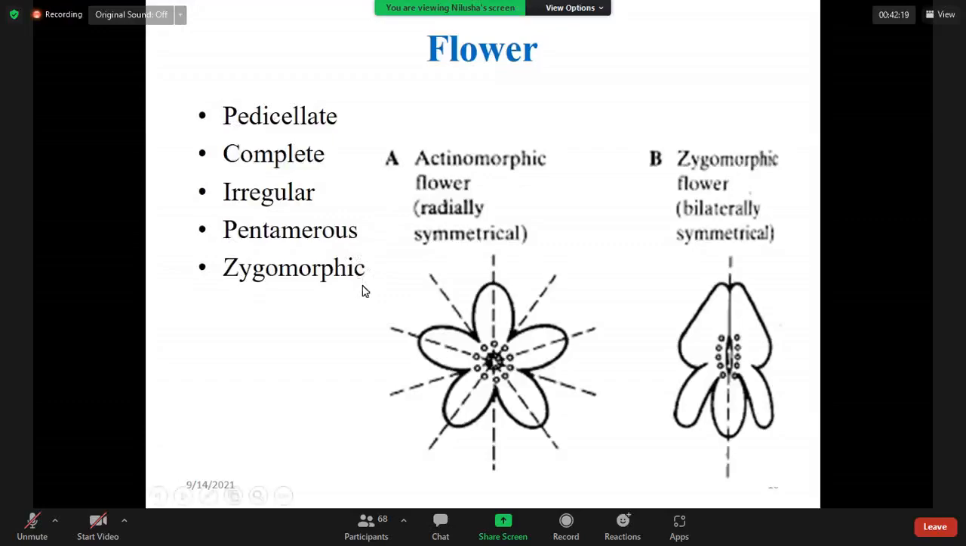Next one is zygomorphic. You can see this picture. Zygomorphic means that this flower has bilateral symmetry. In the case of the Solanaceae family, that flower has an actinomorphic character because it has radial symmetry. In the case of Fabaceae, it is zygomorphic because it has bilateral symmetry. Is it understood, or do you want me to repeat it?